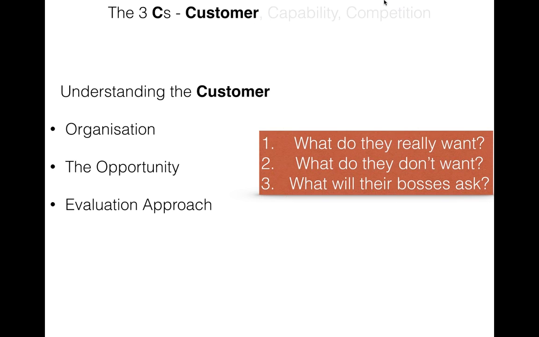And also, if you can know what happens if they don't do it now, what would be the impact of not doing it now? Because that is going to be a risk for them, and you need to bring out those risks also in your proposal. The third thing which we need to understand is basically their evaluation approach.